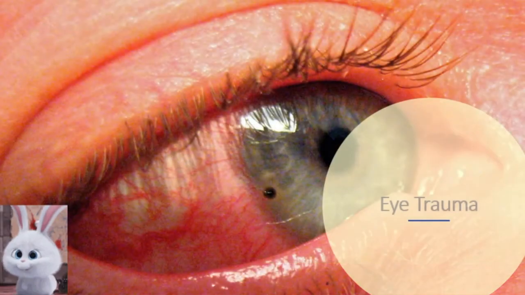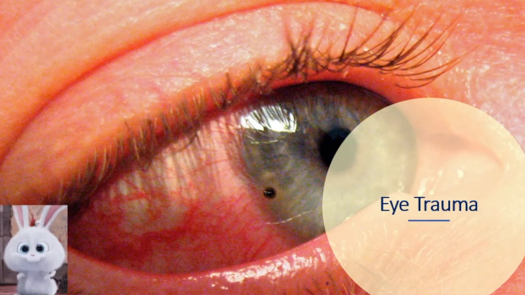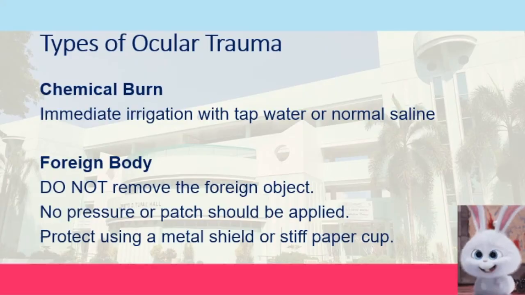Again, your next topic is eye trauma. So class, when I talk about eye trauma, we're referring to injuries. Okay, we're referring to your accidents. Now, there are several types of ocular trauma. One, chemical burn. When I talk about chemical burn, class, think of your household. It could be a strong acid, it could be a strong base which is used in your household. It could be the detergent, it could be the muriatic acid.